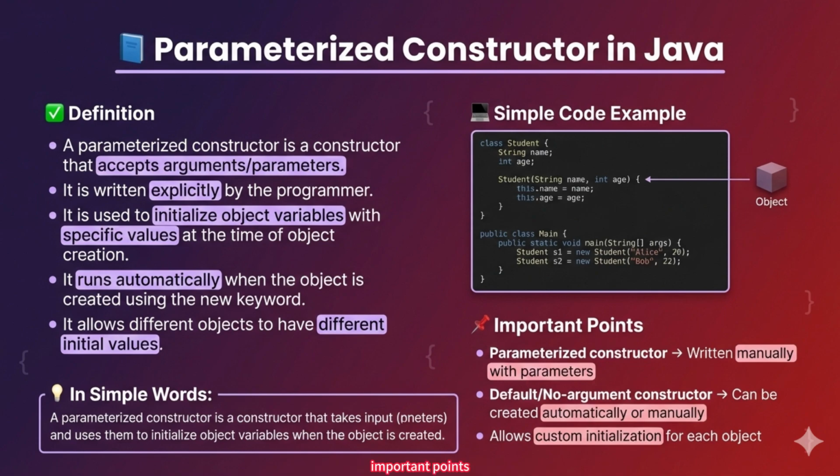Important points. Parameterized constructor: written manually with parameters. Default and no-argument constructor: can be created automatically or manually. Allows custom initialization for each object. In simple words, a parameterized constructor takes input values and uses them to initialize variables when the object is created.